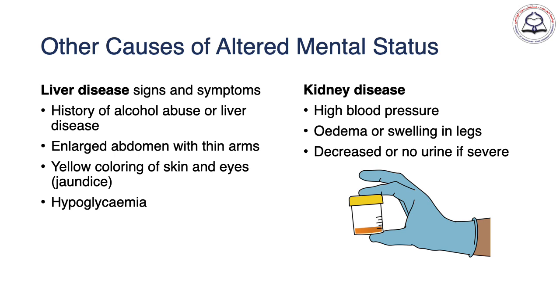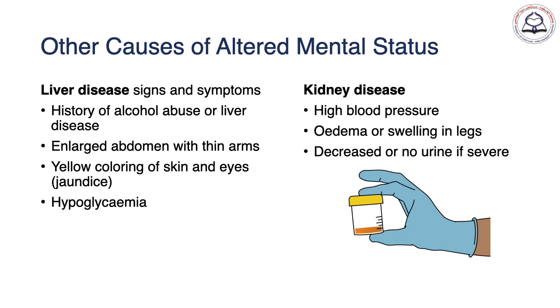In liver disease, there could be a history of alcoholism or hepatitis and cirrhosis. They will present with a distended abdomen due to ascites and thin limbs. They can have jaundice due to discoloration of the sclera, and some of them have hypoglycemia.